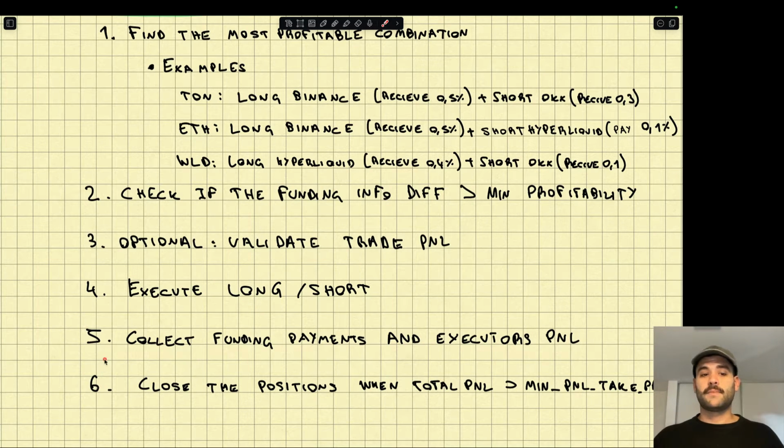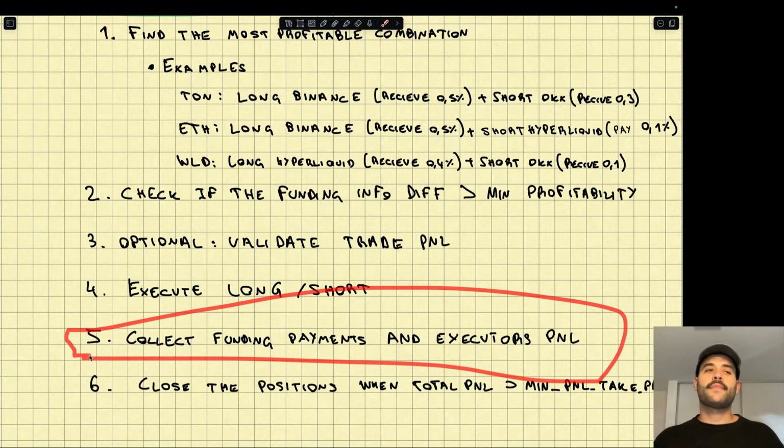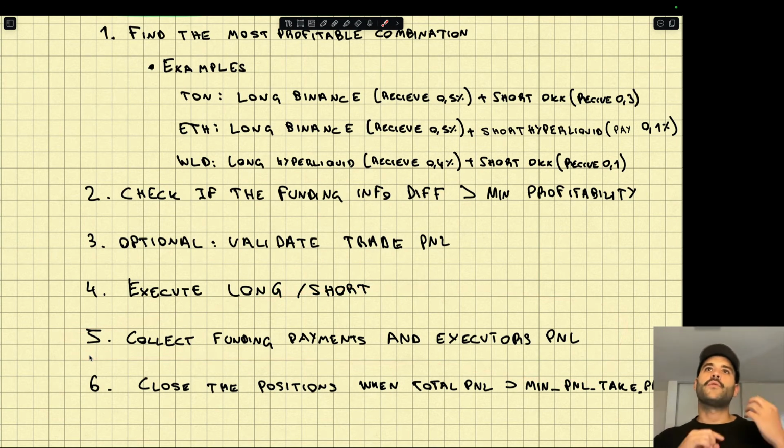So that's the number 5. Then the question is how we close the positions. Well, there is another parameter that is set in the configuration, that is the minimum P&L to take profit. As you know, we are going to be collecting these payments and the executor's P&L, and that will give us a result which is the current P&L of my whole activity on this market.